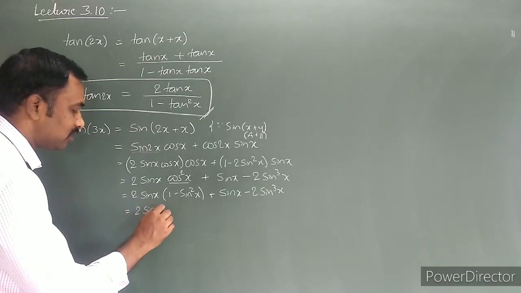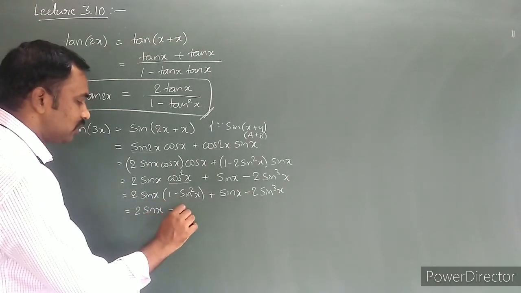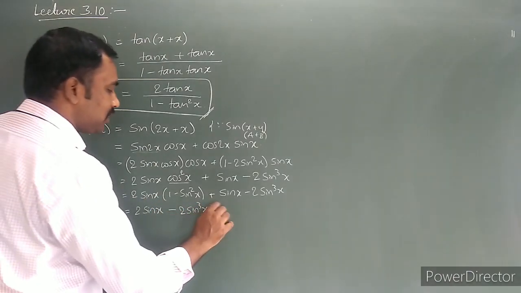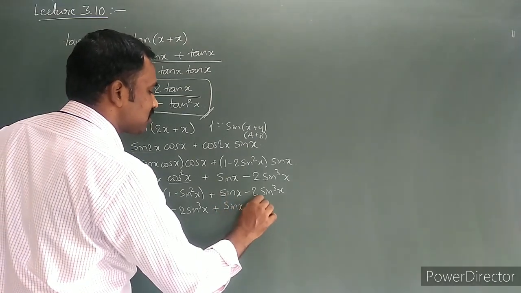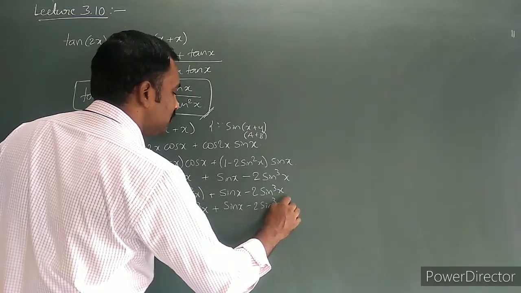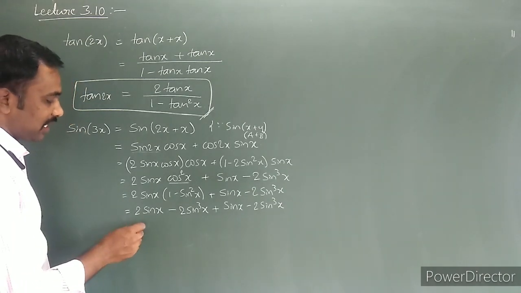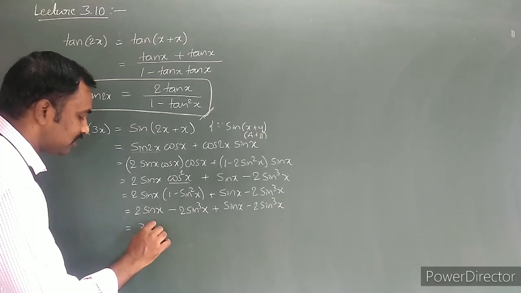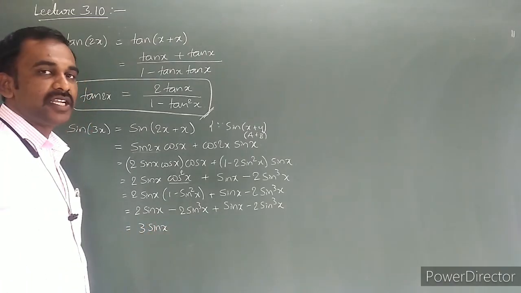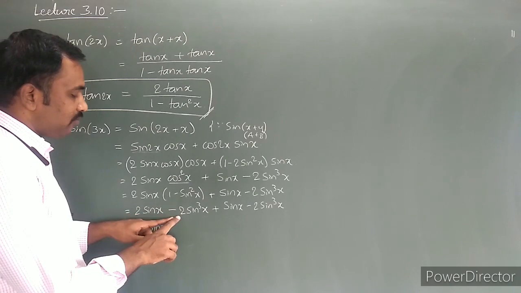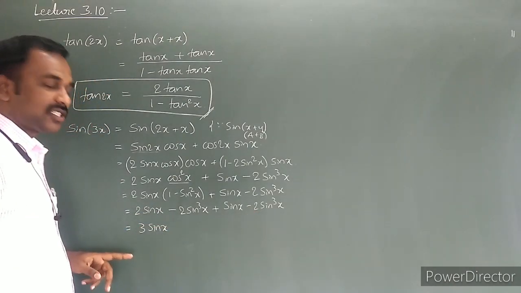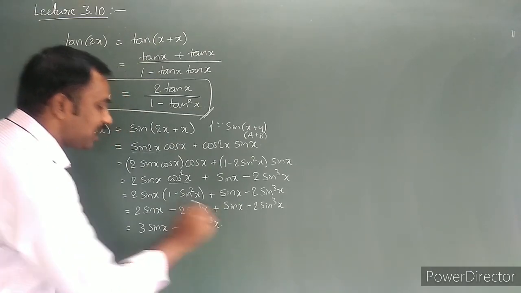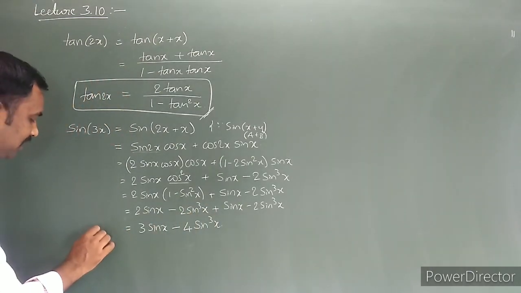2 sin x into 1 is 2 sin x, minus 2 sin x into sin square x is sin cube of x, plus the remaining 2 terms as they are: sin x minus 2 sin cube of x. So now combine like terms. What are the like terms? 2 sin x and sin x. So 2 times sin x plus 1 time sin x is 3 times sin x. Minus 2 sin cube x minus 2 times sin cube x is minus 4 times sin cube of x. This is the result of sin of 3x.